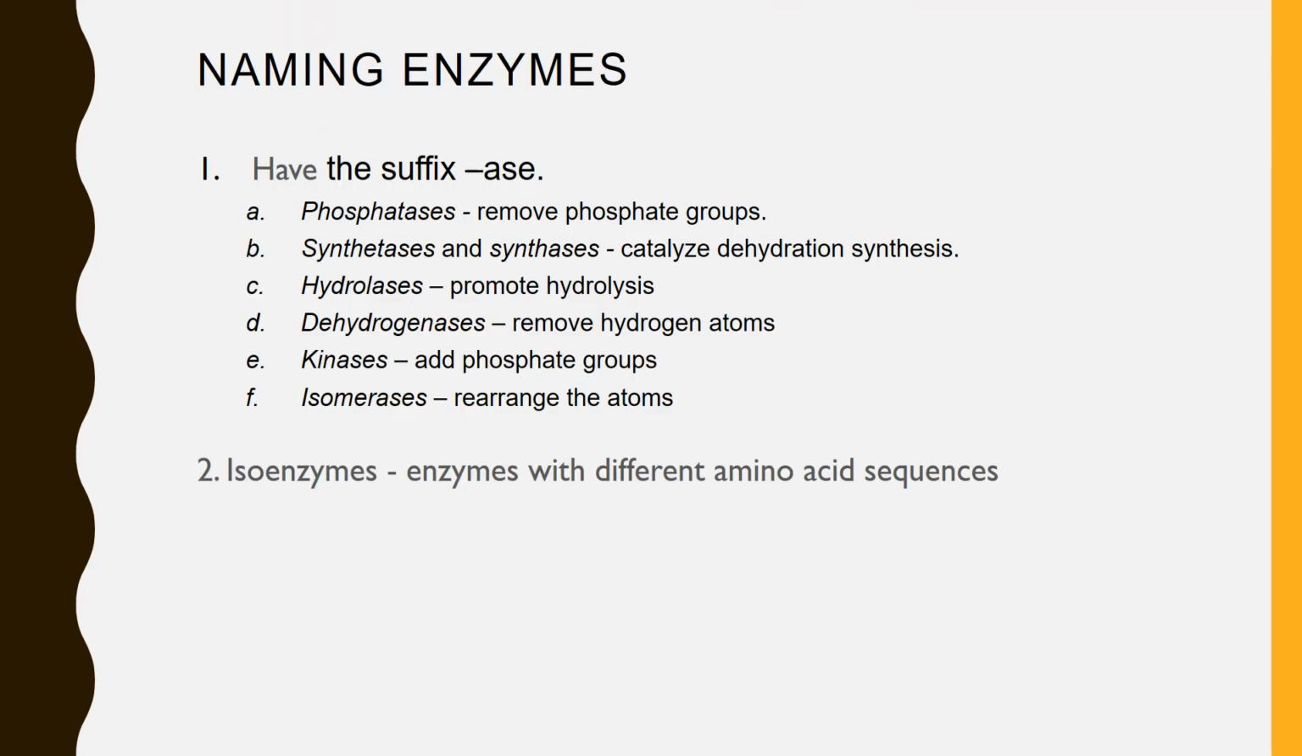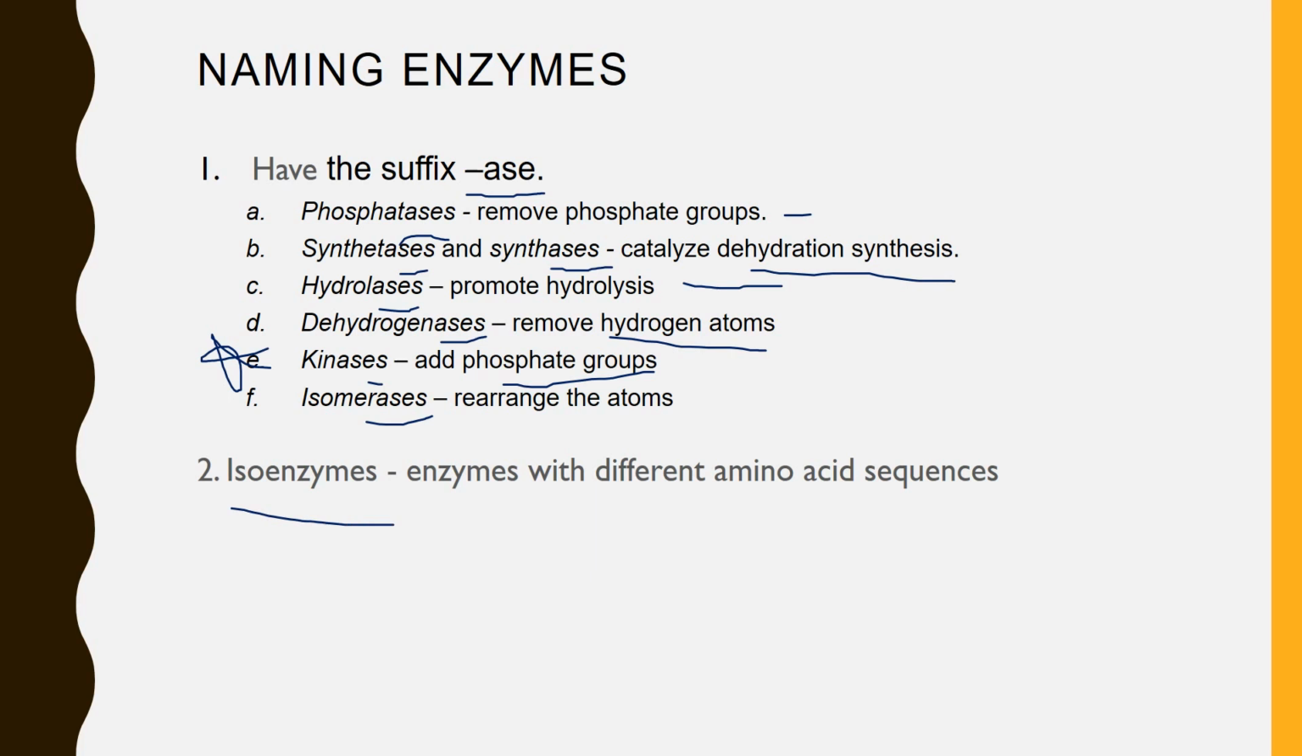Typically, we see enzymes having the suffix -ase. Phosphatases are examples, and these will remove phosphate groups. Synthases and synthetases catalyze dehydration synthesis. Hydrolases promote hydrolysis. Dehydrogenases remove hydrogen. Kinases add phosphate groups, and these are very important, especially for our nervous system. And then isomerases rearrange atoms into different isozymes.